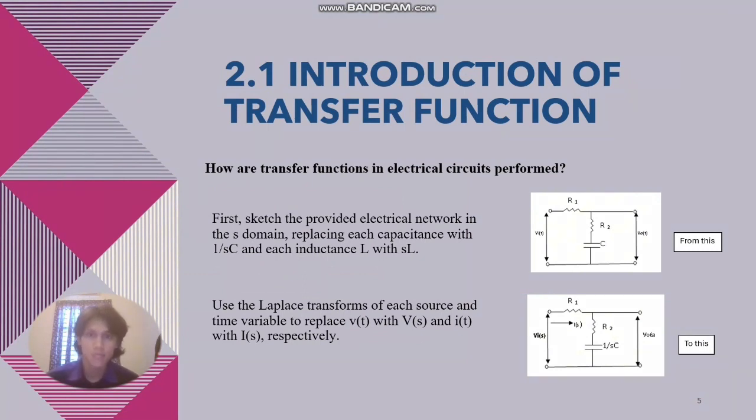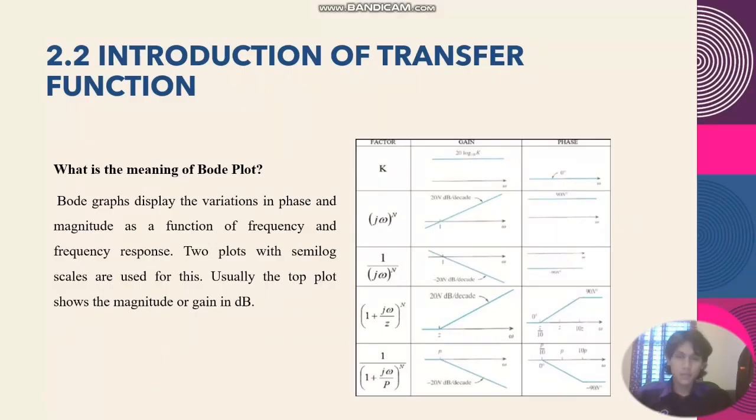So the question is, how is a transfer function in an electrical circuit performed? As you can see, first, sketch the provided electrical network in the S domain, replacing each capacitance with 1 over SC and each inductance L with SL. You can see the circuit of this. And then from this, use the Laplace transform of each source and time variable to replace v(t) with V(s) and i(t) with I(s). The meaning is from v(t) to V(s), from i(t) to I(s), respectively. So from this to this, as you can see the difference of the circuit after we use the Laplace transform.